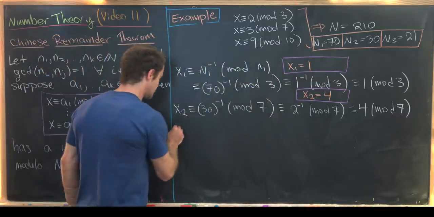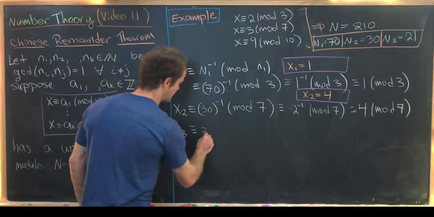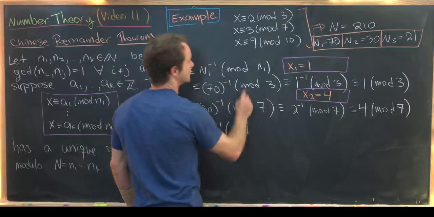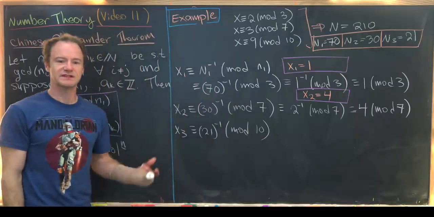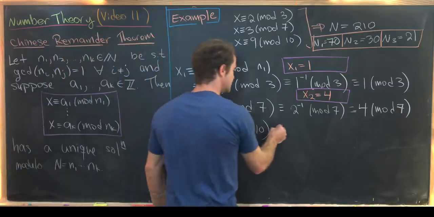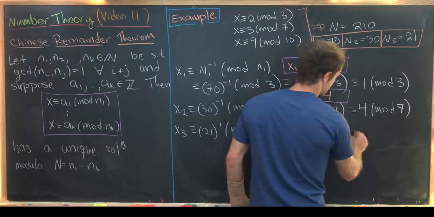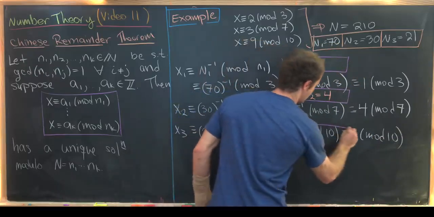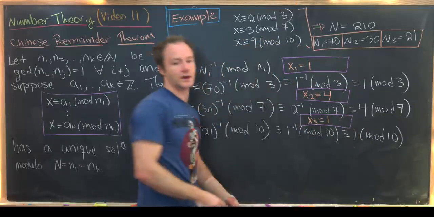Now let's keep going. So X3 must be congruent to capital N3 inverse. So that's going to be 21 inverse modulo little n3, which is 10. But this is another pretty easy one. Notice that 21 mod 10 is just 1, so this is congruent to 1 inverse mod 10, but that's just congruent to 1 mod 10. So now we can fit that in right here, that now we know X3 is equal to 1.